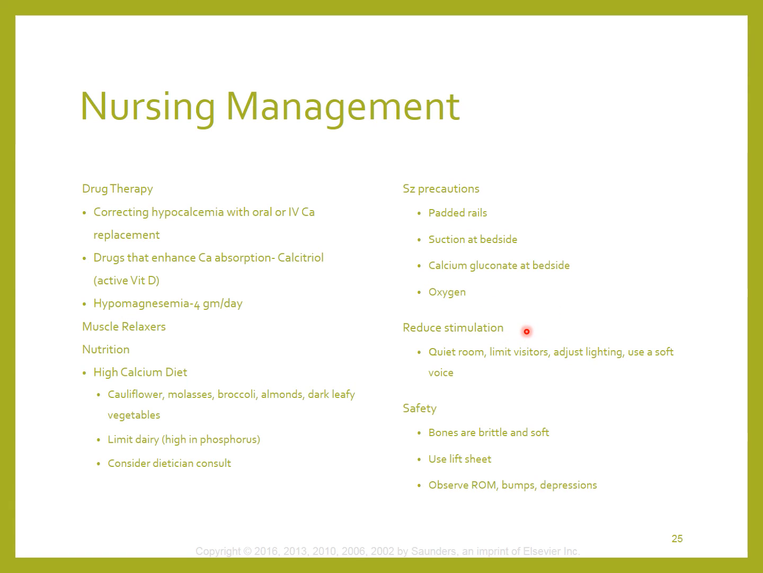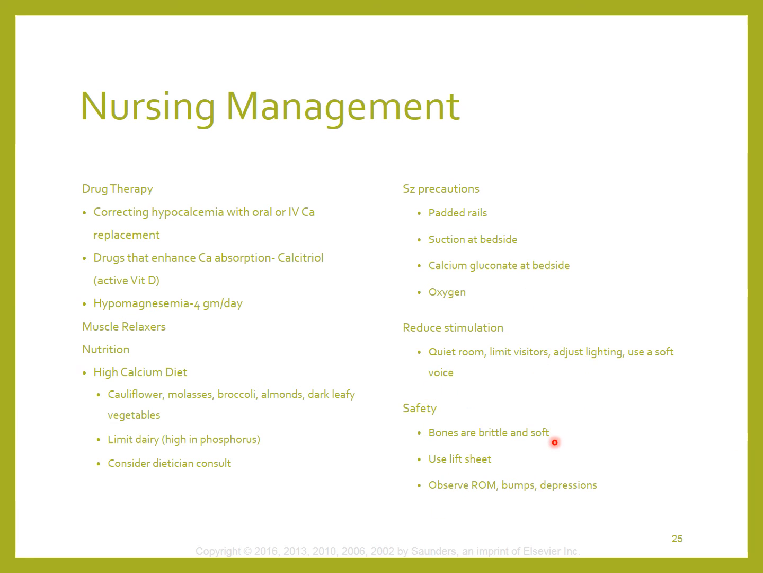Reduced stimulation. So remember that this person's muscles and everything are in this hyperexcitable state, and they're twitchy as well. So let's give them a quiet room, limit visitors, adjust lighting, use a soft voice, kind of just get in, do your thing, and get out, because this person doesn't need to be at any high risk of having more spasms and even a seizure. But do check on them.